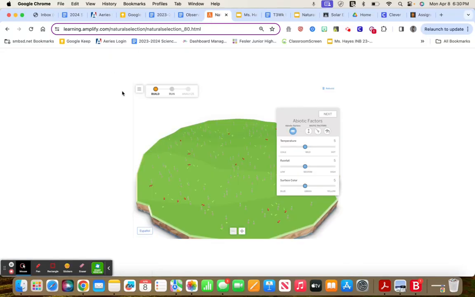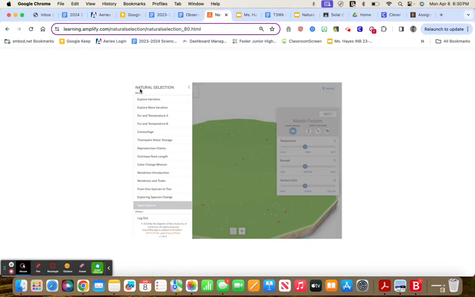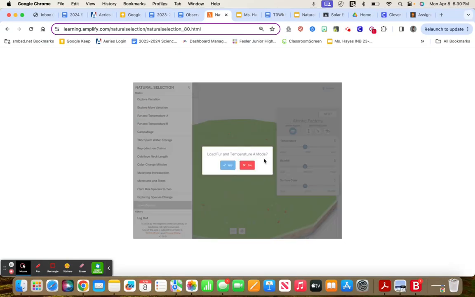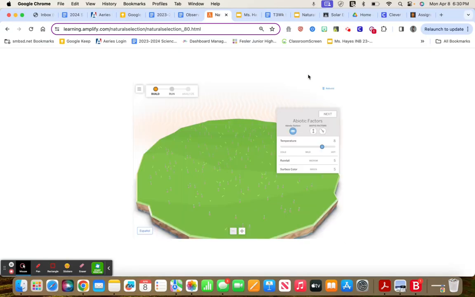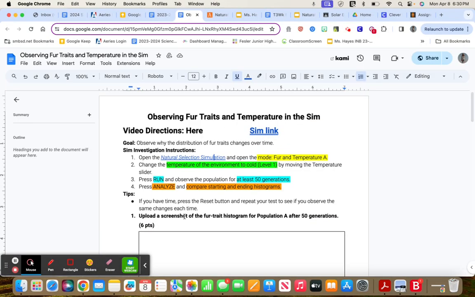So I've already got my sim loaded. Remember how you switch is right here. So fur and temperature A, this one right here, the third one down. Are you sure? Yes. Okay, so now I need to go back to my directions.